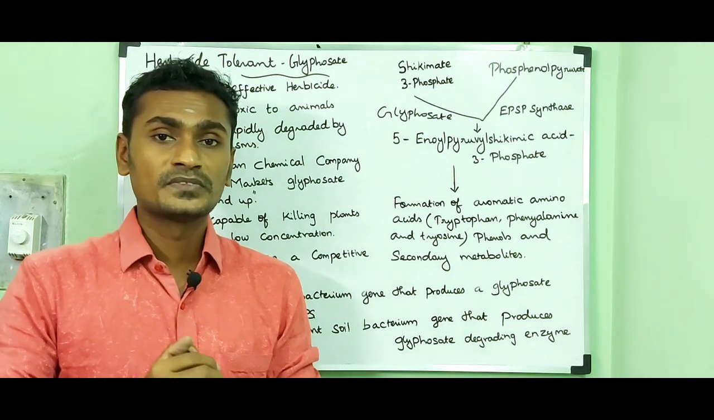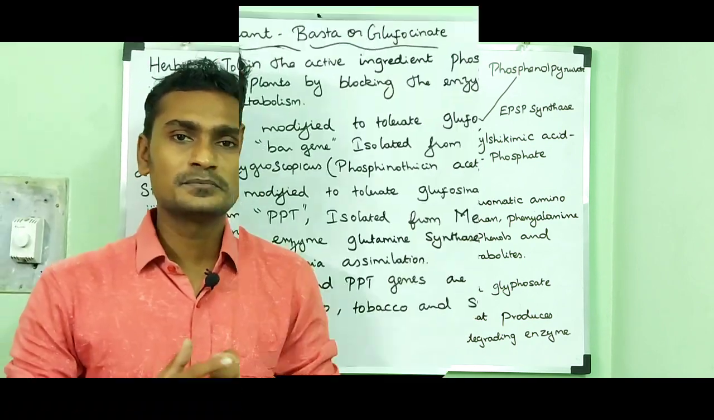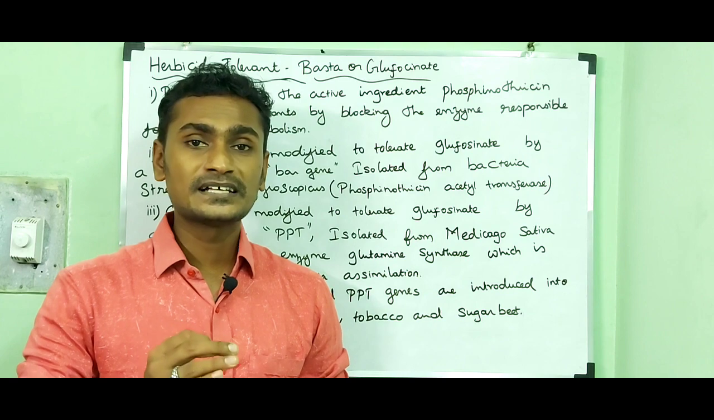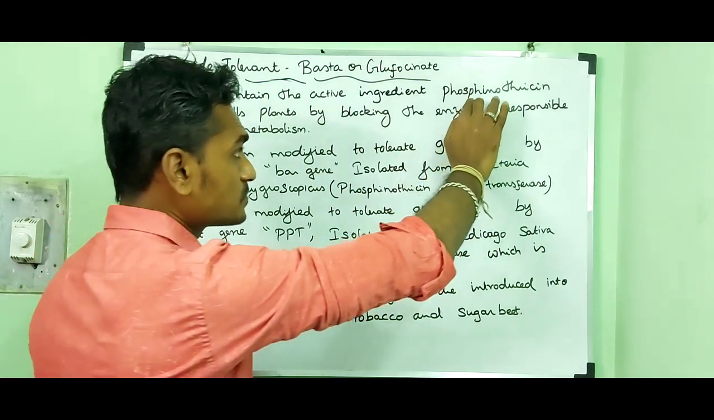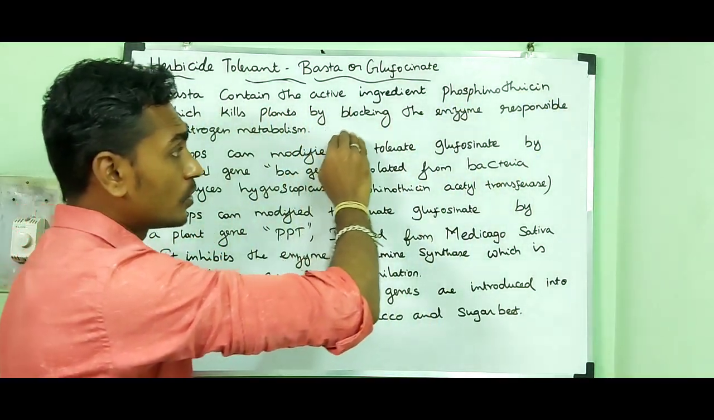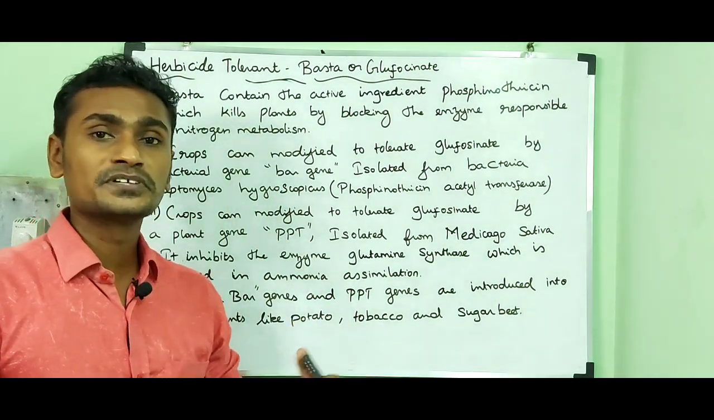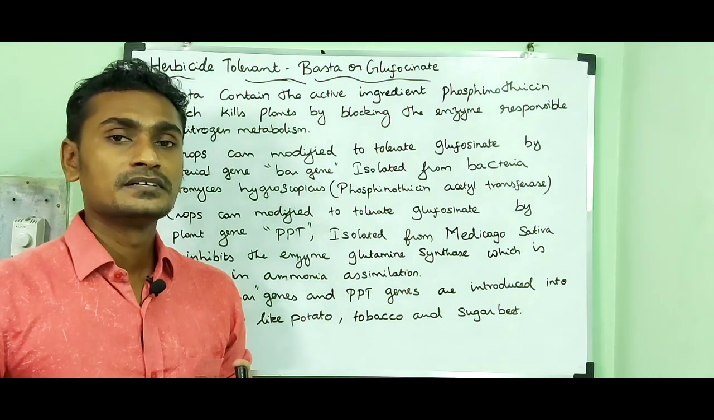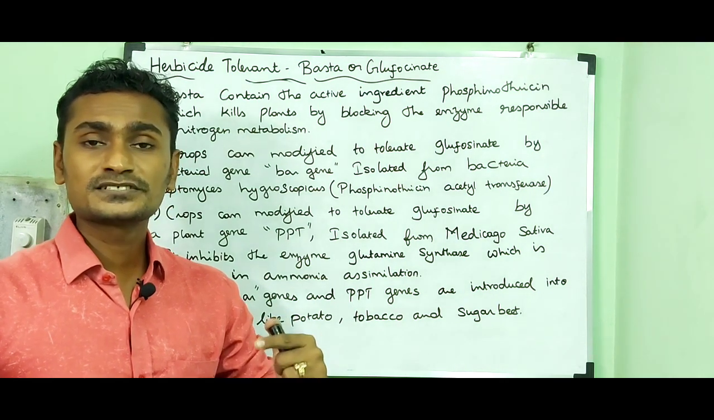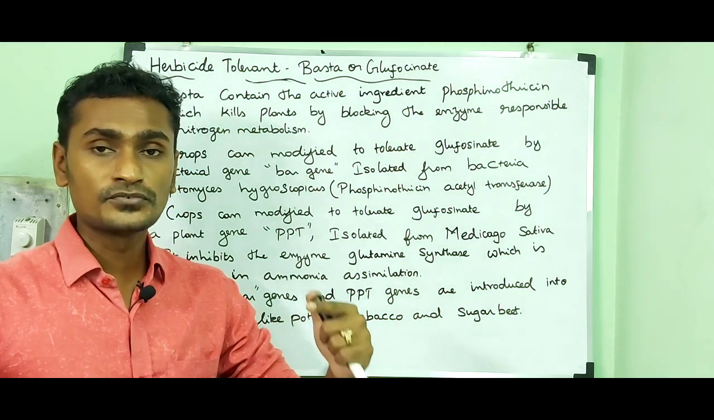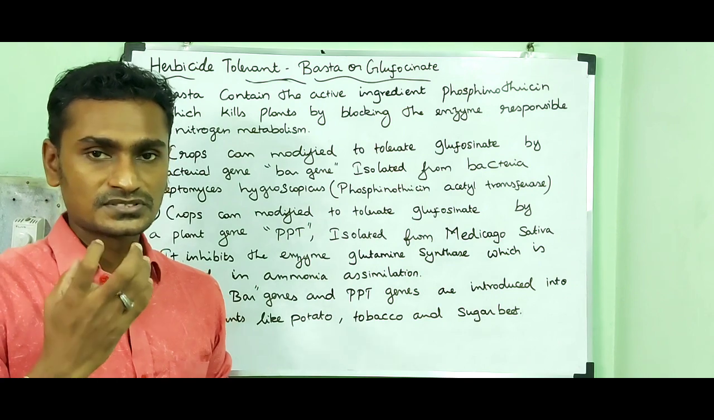Then I am going to tell you about the next herbicide, Basta or glufosinate. Let me tell you about the second herbicide called Basta or glufosinate. Basta contains the active ingredient phosphinothricin, which can kill the plant by blocking the enzyme responsible for nitrogen metabolism. Nitrogen is an important component for all living organisms. In plants, nitrogen is the major component of chlorophyll pigment. It is also the major component of amino acids, which are the building blocks of proteins. If the plants are not able to assimilate nitrogen, they are not able to survive.